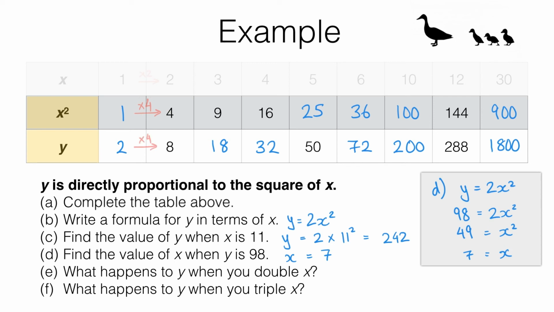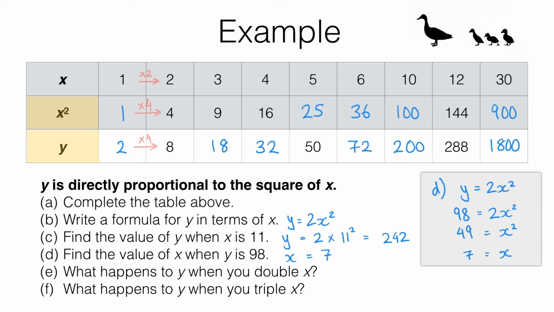We can see that with a different pair of columns if we want. Compare when x is 5 and when x is 10. That's a scale factor of 2. But this here is a scale factor of 2 squared, or 4. So what happens to y when you double x? Y is multiplied by a scale factor of 4.